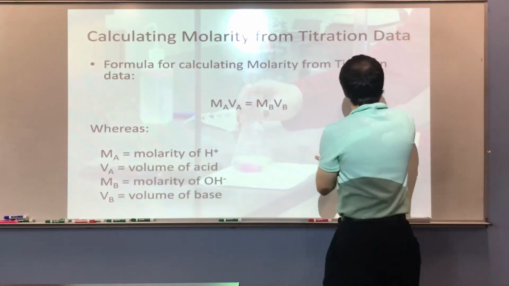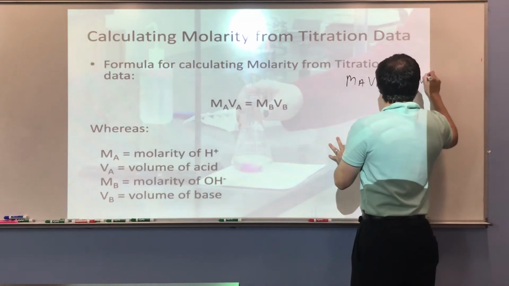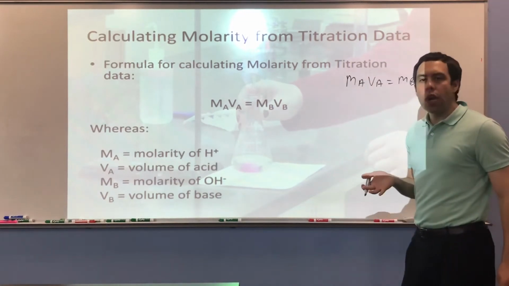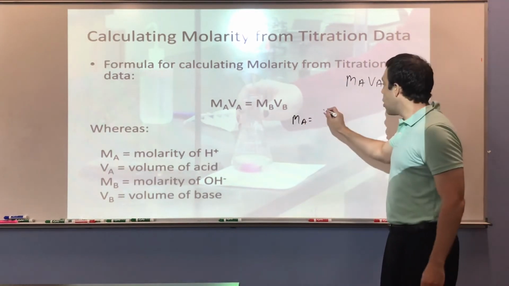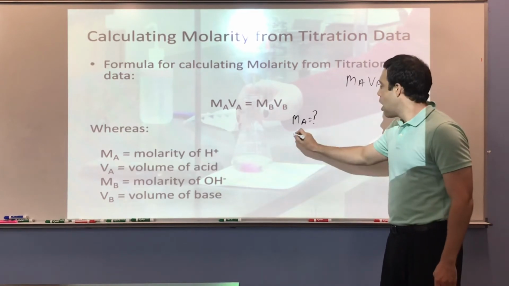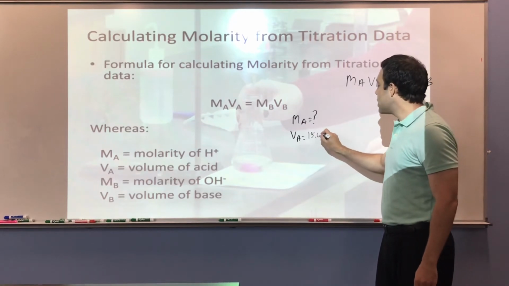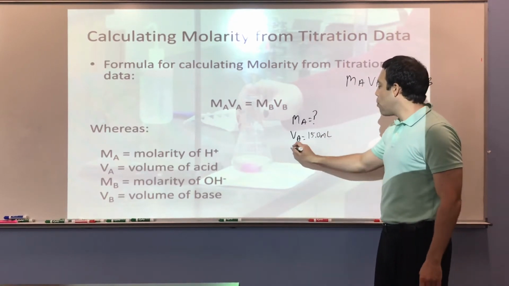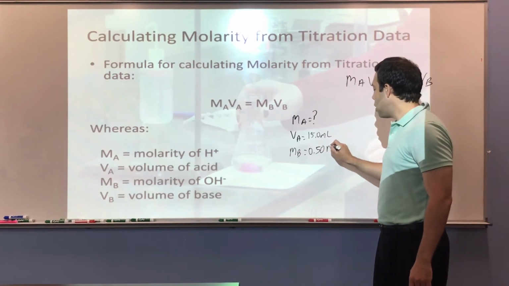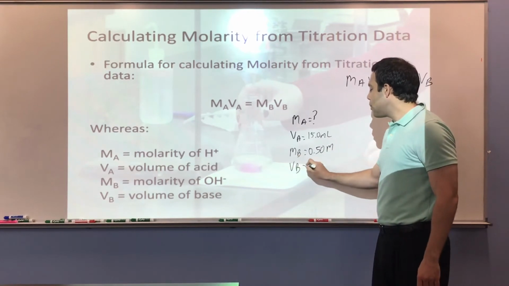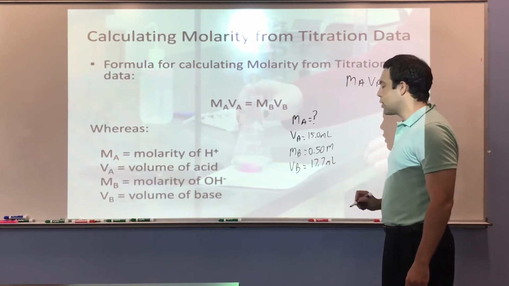Let's write the formula again. Ma Va equals Mb times Vb. And then we write our known and unknown values. Ma, we did not know, so we'll leave that as a question mark. Our Va, our volume of our acid, we did know, and that was 15.0 milliliters. Our molarity of our base was 0.50 molar. And the volume of the base that we used from the burette was 17.7 milliliters.